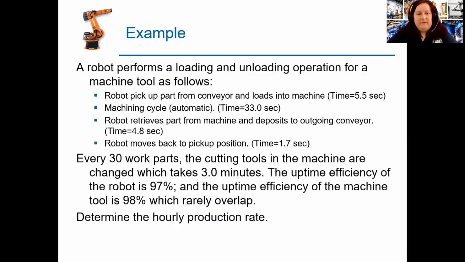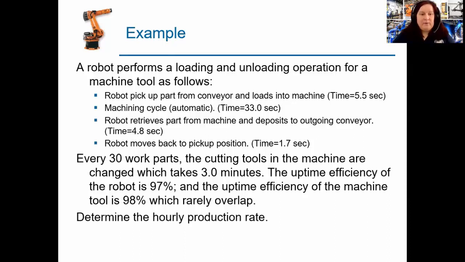So here are a couple of examples that I want to show you. The first one is a robot that performs a loading and unloading operation for a machine tool as follows. The robot picks up a part from the conveyor and loads it into the machine. We need 5.5 seconds to do that. Then the whole machining cycle might be 33 seconds. And then the robot goes and gets the part from the machine and puts it back on the conveyor, which takes 4.8 seconds. And then the robot moves back to the pickup position, 1.7 seconds.